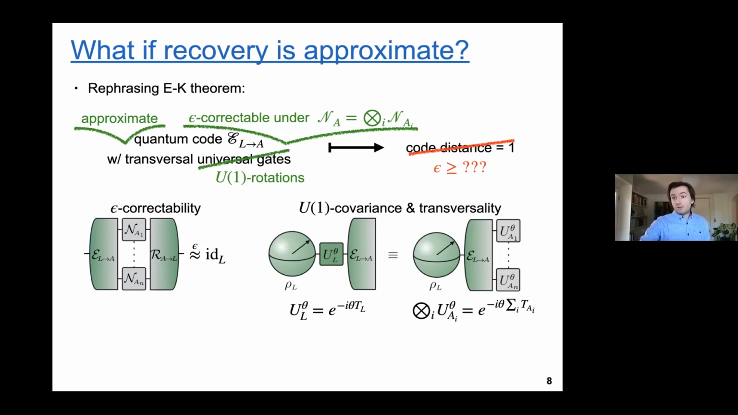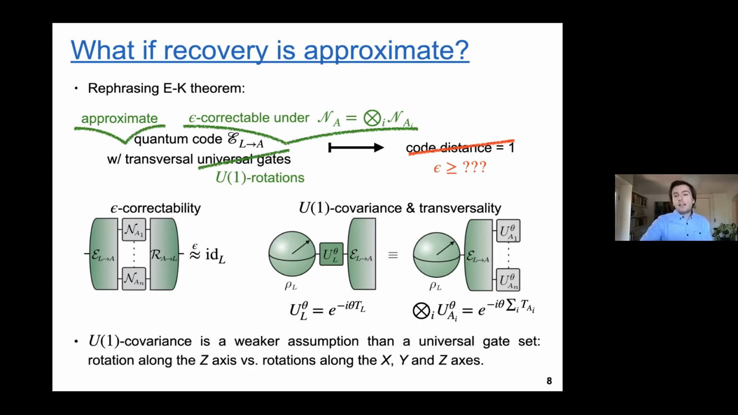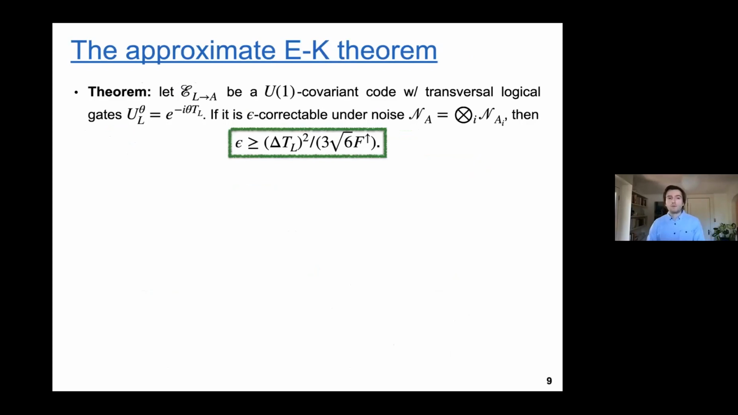And it turns out that this is indeed the case. And let me just make a remark in passing that U1 covariance, which I assume here, is a weaker assumption than assuming that we have a universal gate set. The way you should think of it is that U1 covariance is like asking about rotations along the z-axis, whereas a universal gate set is asking about the rotations along the x, y, and z axis. Okay, so we're ready to state the Eastin-Knill theorem.